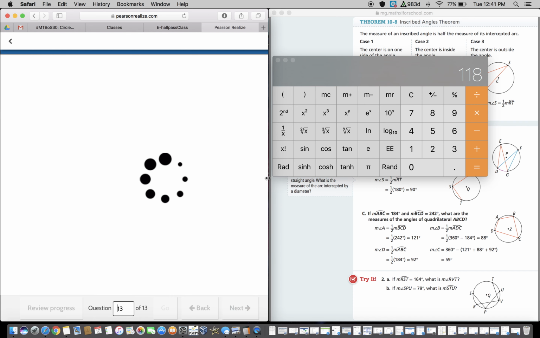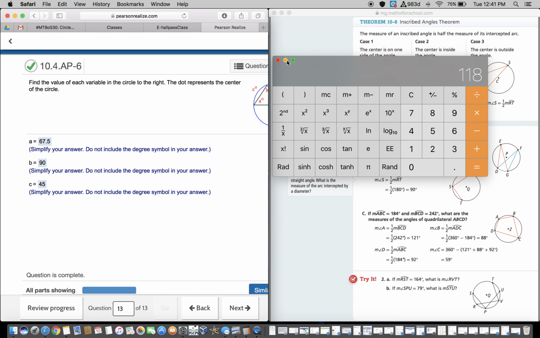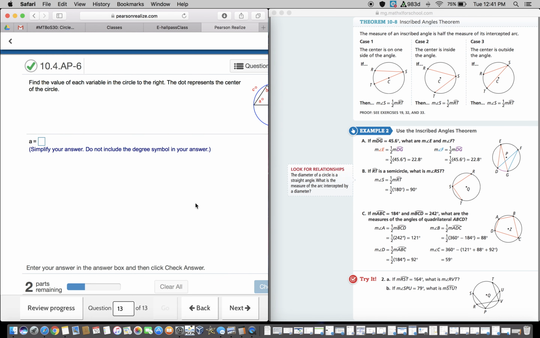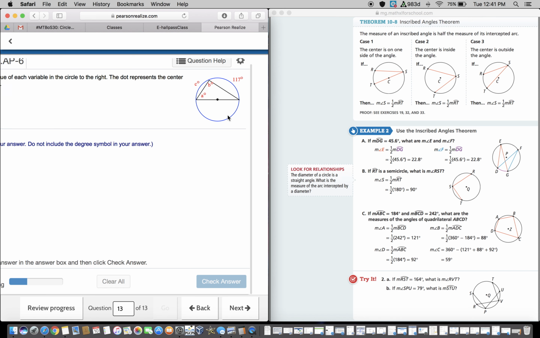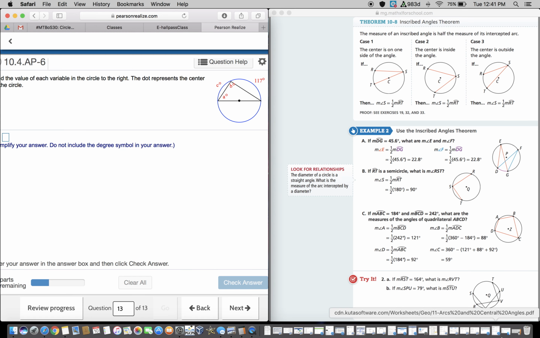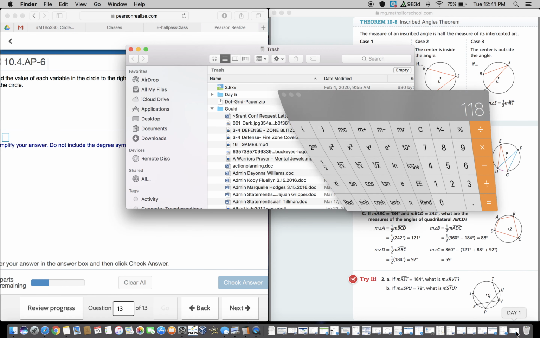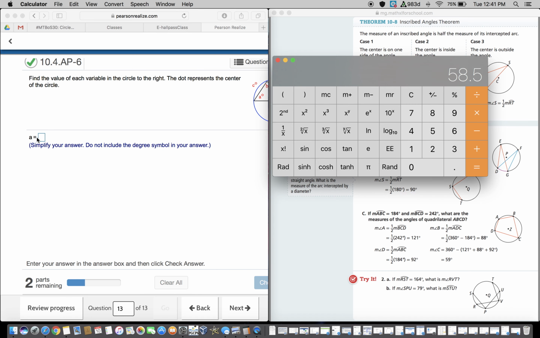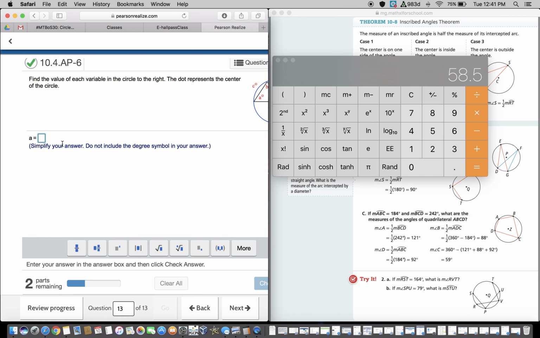So similarly, the same type of concept for this type of problem, right? And so here, let me see if I can scroll over. I have an arc measure of 117. So A should be half of 117. If I do 117 divided by 2, I get 58.5. So A should be 58.5.